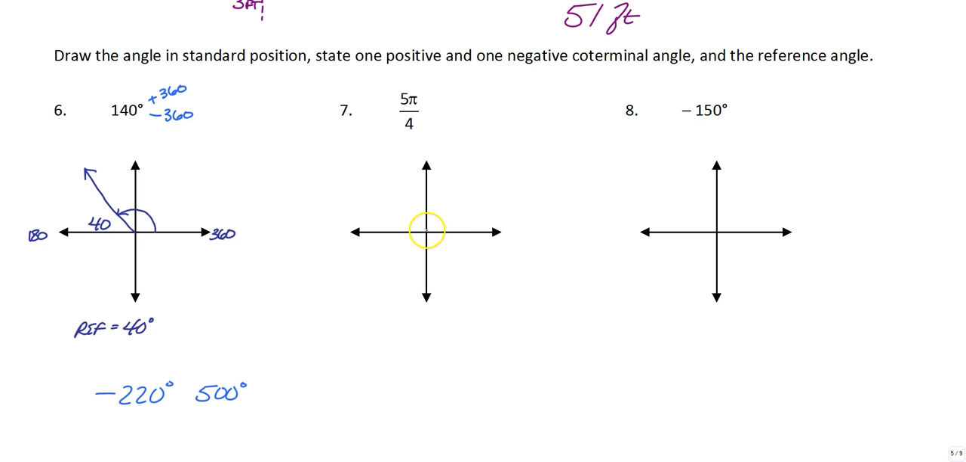Number 7, 5 pi over 4. So remember, this over here is pi, and this is 2 pi. So 5 pi over 4 would be 1 1/4 pi. So we still have to go a full pi, and then we just go a fourth of another one.